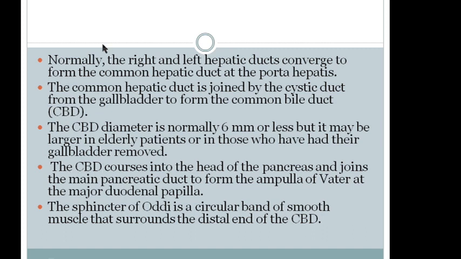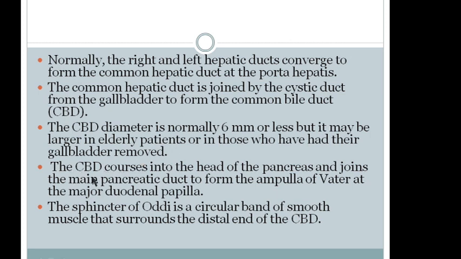Now coming to the biliary duct. Normally the right and left hepatic ducts converge to form the common hepatic duct at the porta hepatis. The common hepatic duct is joined by the cystic duct from the gallbladder to form the common bile duct. The common bile duct is normally 6 millimeters or less, but it may be absent in some patients, or it may be larger. It may be larger in elderly patients or when the gallbladder is removed.